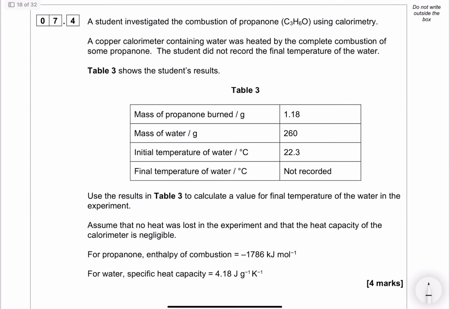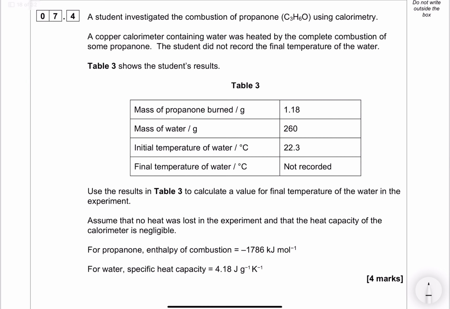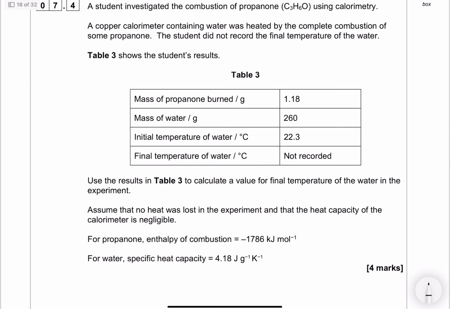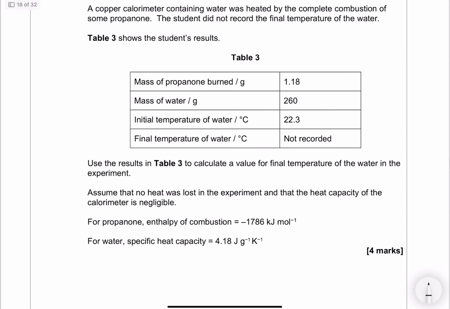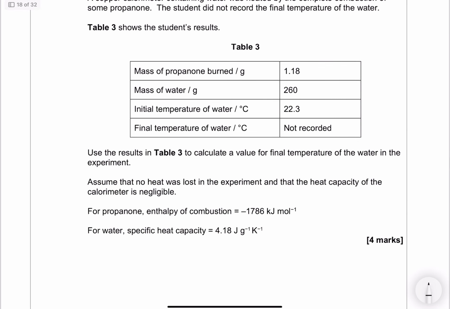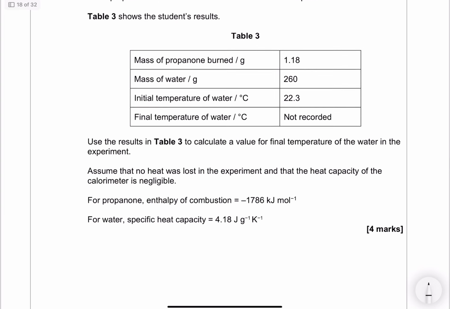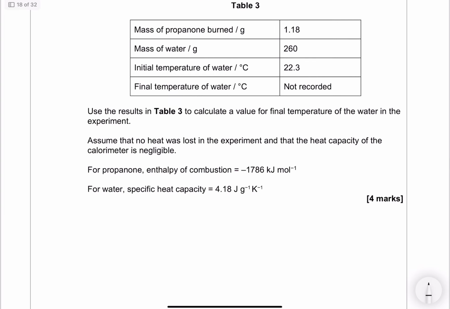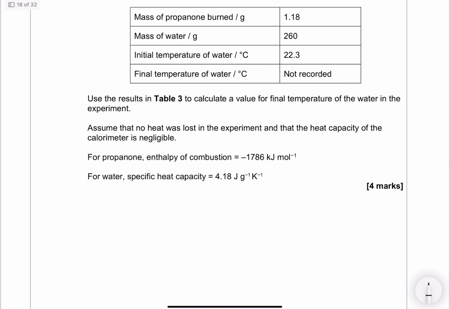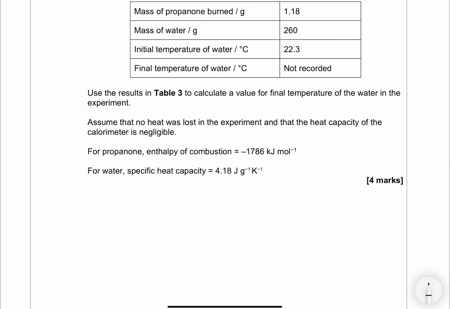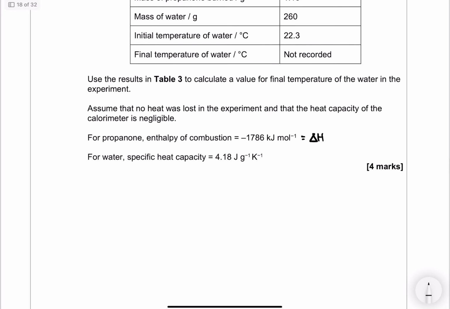A student investigated the combustion of propanone using calorimetry. A copper calorimeter containing water was heated by the complete combustion of some propanone. The student did not record the final temperature of the water. Table 3 shows the results. Use Table 3 to calculate a final value for the temperature of the water. Assume no heat was lost, that the heat capacity of the calorimeter is negligible, that the enthalpy change, our delta H, is minus 1,786 kilojoules per mole, and that for water the specific heat capacity is 4.18.